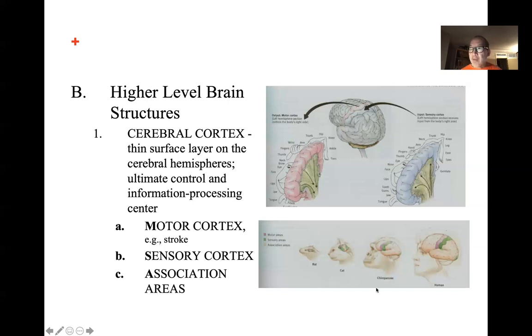Alrighty, but it's the proportion of association areas compared to other species. So if you look at mice, cat, and chimpanzee, they all have this yellow, well, it's yellow for illustrative purposes, association areas. Whereas the proportion of association areas, which in this illustration is in yellow, we have proportionally way more association areas than other species.